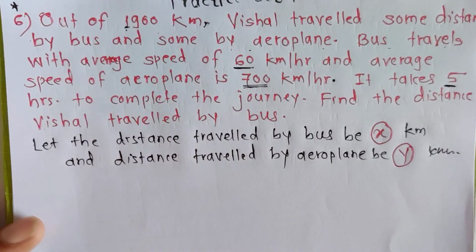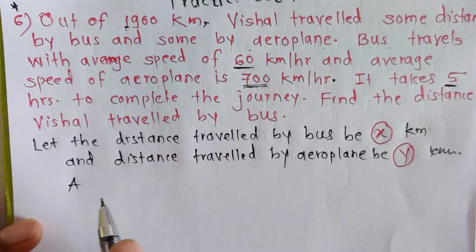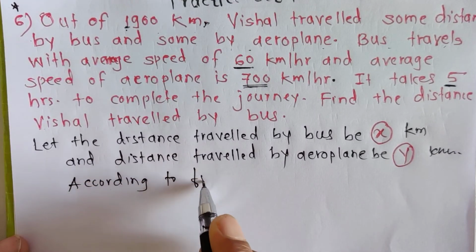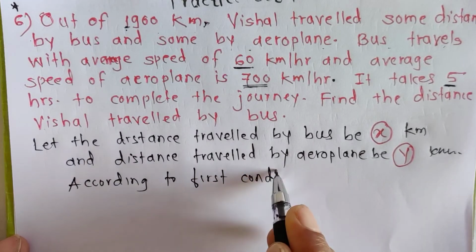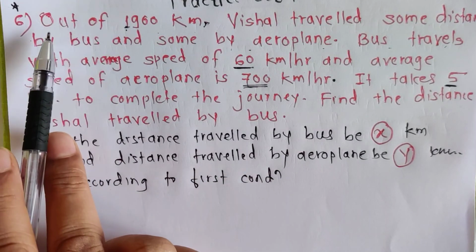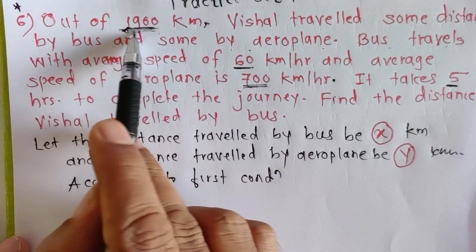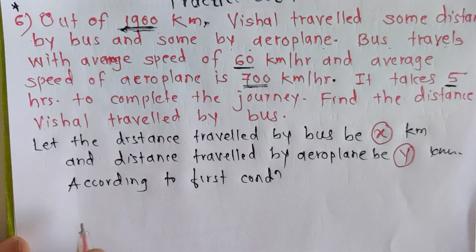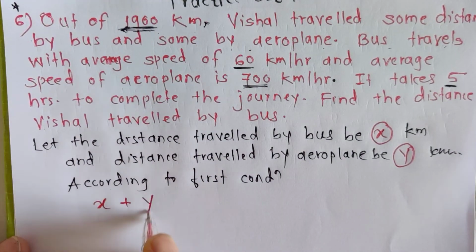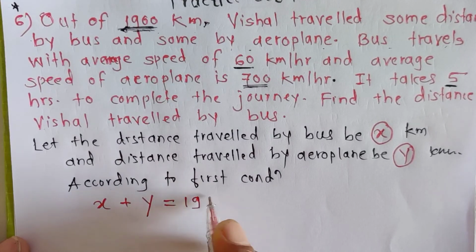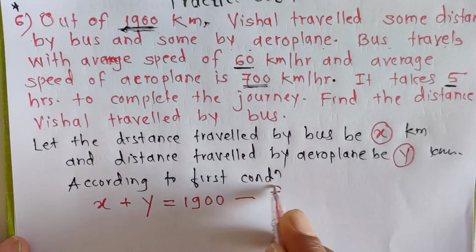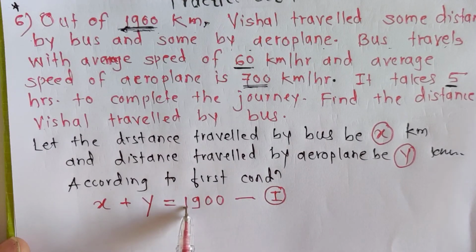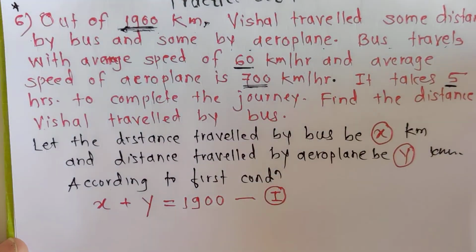But the total distance, so according to the first condition, what is the first condition? The total distance traveled by Vishal is 1900 kilometers. So x kilometer plus y kilometer is equal to 1900 kilometers. So this is the first equation: x plus y is equal to 1900. This is equation number 1. The total distance traveled by bus plus aeroplane is equal to the total distance 1900. That is the first equation.